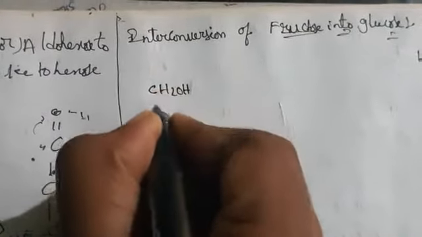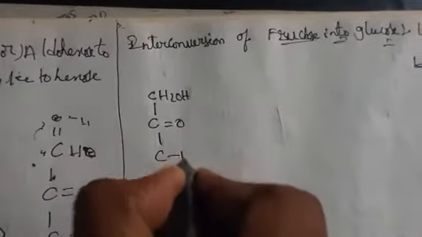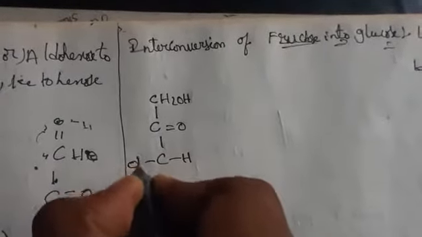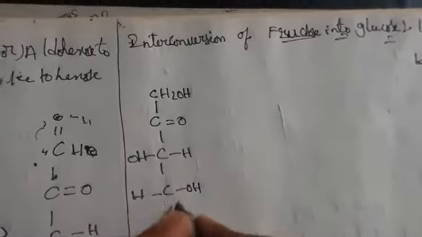Now let us take the formula of fructose: CH2OH, C=O, CHOH, CHOH, CHOH, CH2OH. So this is the formula of fructose. Now what do we have to do here?